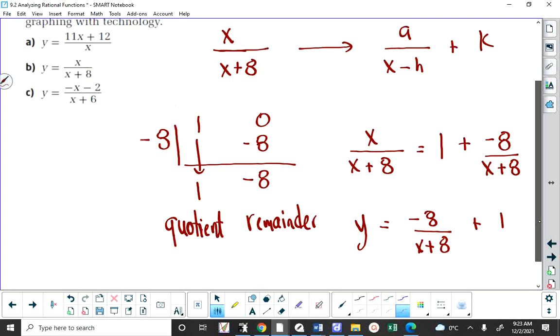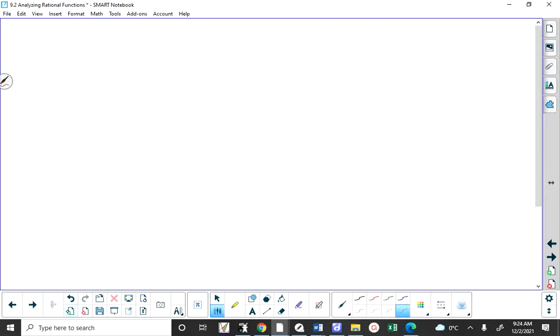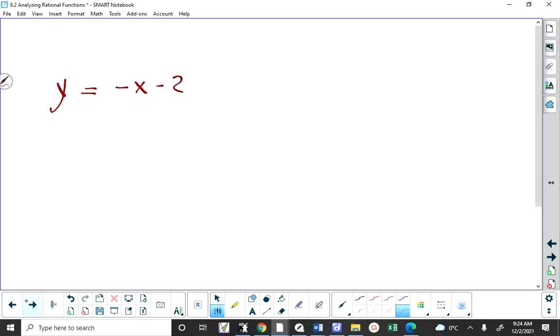Yeah, 5C. So we're going to be doing the same kind of thing here. We have y equals negative x minus 2 over x plus 6. We need to divide x plus 6 into negative x minus 2 to see what we're going to get.